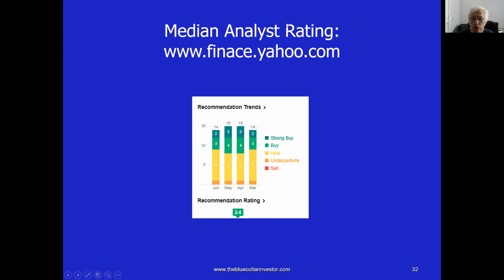The second institutional component that we use is the mean analyst rating. And the mean analyst rating takes the consensus of all the analysts following a stock. You know, some analysts rate a stock a strong buy all the way down to a sell. So on the June ratings, we see that there are 14 analysts, and it came out to a ranking of 2.4. 1 is the best, 5 is the worst. In the BCI methodology, we require a mean analyst rating of 3 or lower. Otherwise, it won't make our screen.